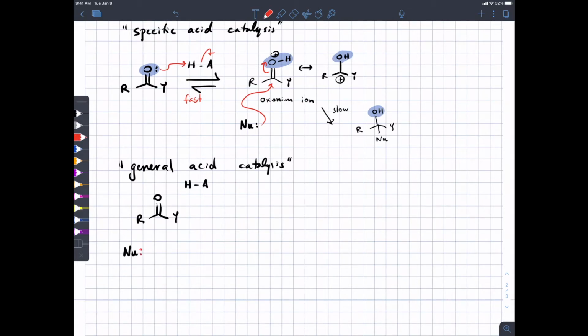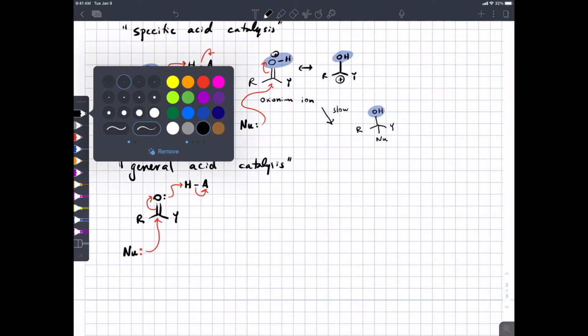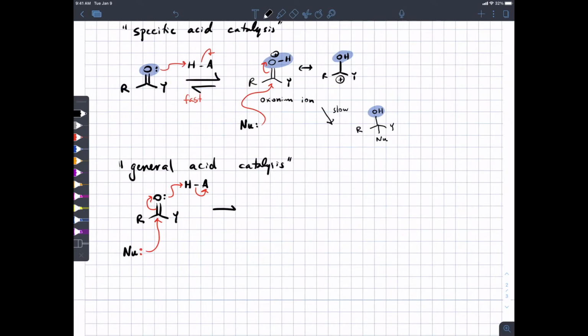So you'll have the nucleophile attack, and at the same time you break the carbon-oxygen pi bond, electrons move up onto oxygen, and then at the same time lone pair electrons on the oxygen attack the hydrogen, and the A group leaves, and that gets us directly to that neutral tetrahedral intermediate and, I guess, the conjugate base of our acid.